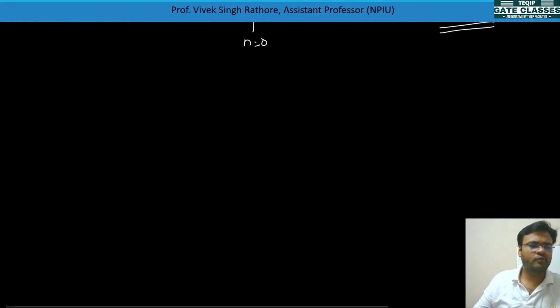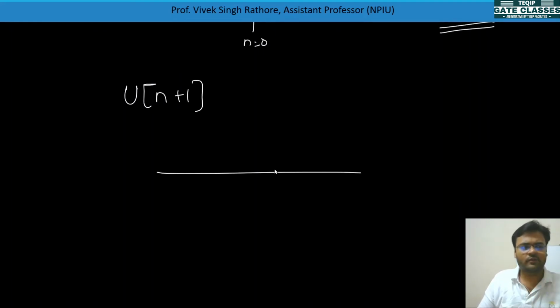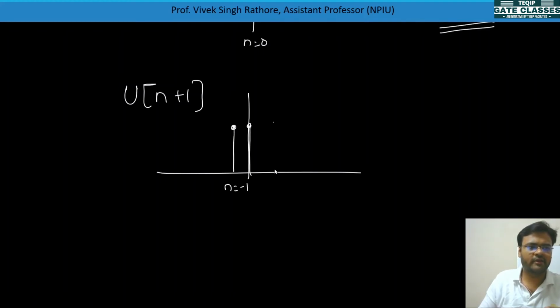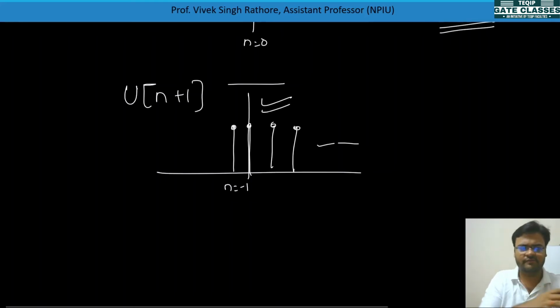For u of n, if we apply the time shifting property, like n plus 1, then we need to shift it. So for n equal to -1 also the value will come, and then it will go like this. So u of n plus 1 can be written like this, and u of n minus 1 can also be written as just shifted.